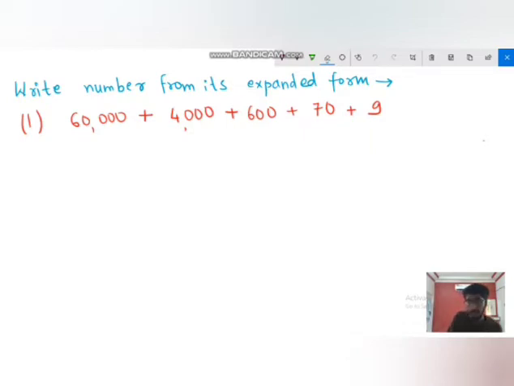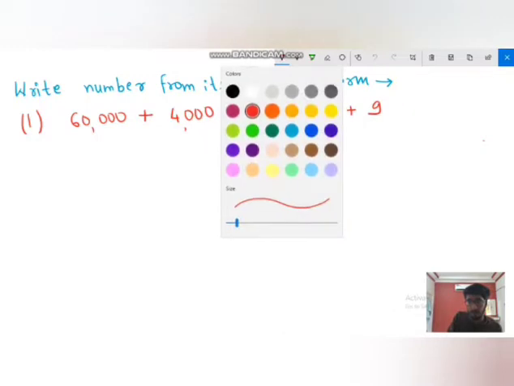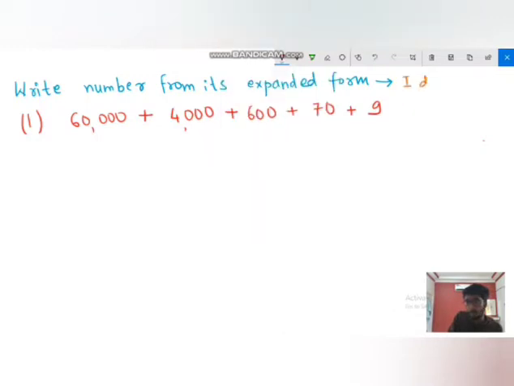Okay, you don't have to write anything right now. The signal is red, which means you just have to look carefully at the screen, try to make sense out of the things. Don't write anything. So let's start. How will you find the number? The first step is take the biggest number first, which is 60,000.